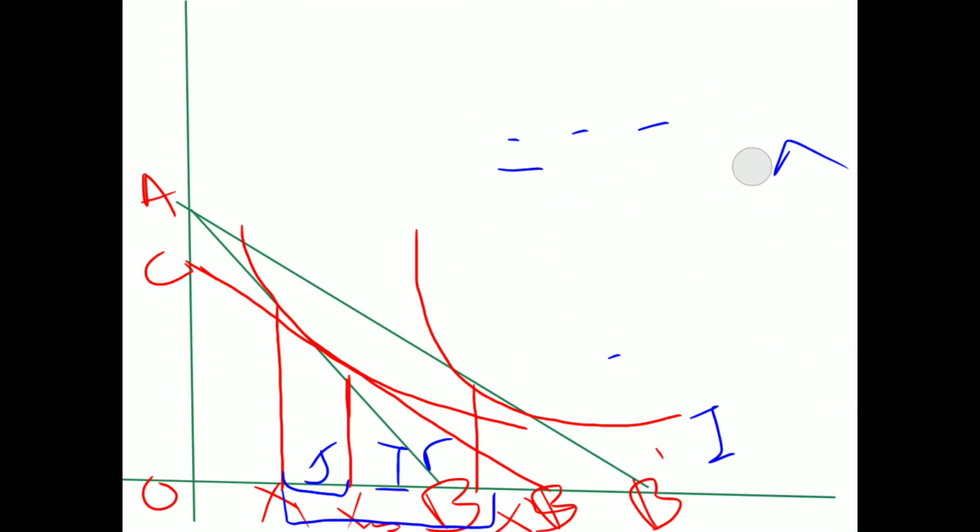Another point here we will discuss is when the indifference curve is more convex. When the indifference curve is more convex, we have less substitution effect. And when the indifference curve is less convex, we have more substitution effect.